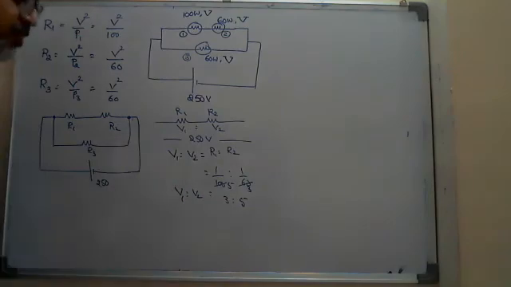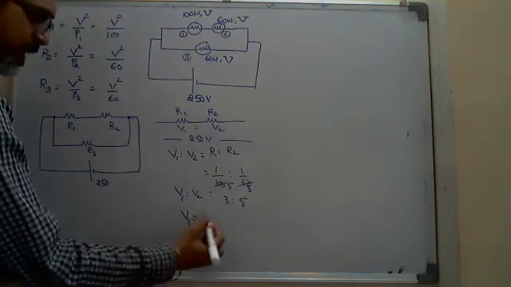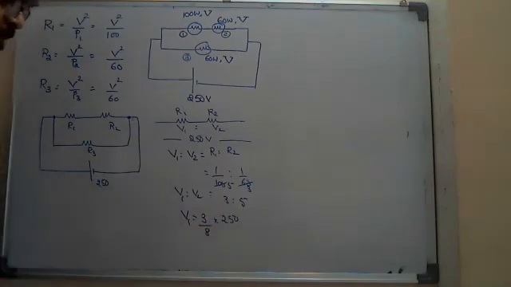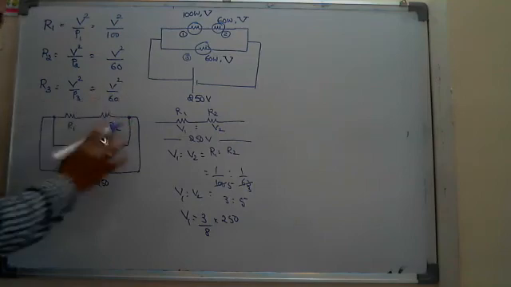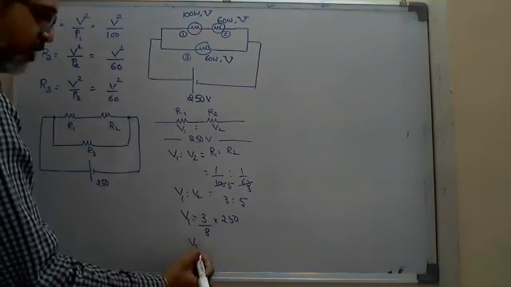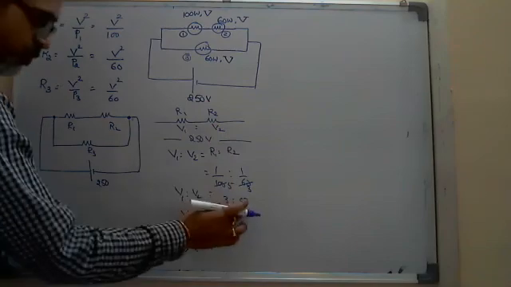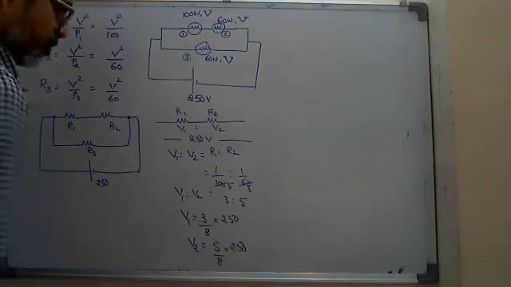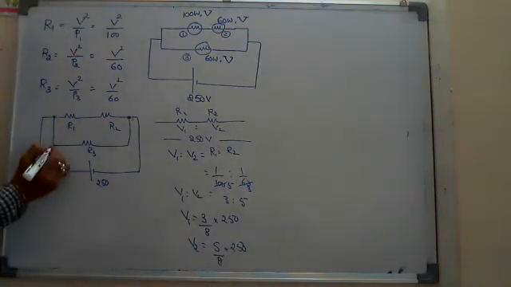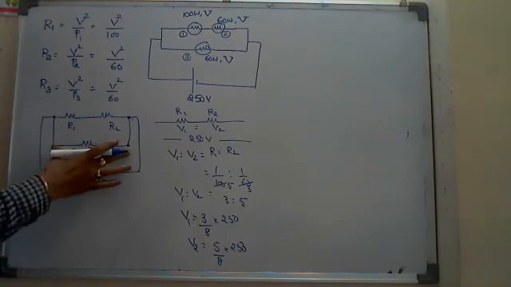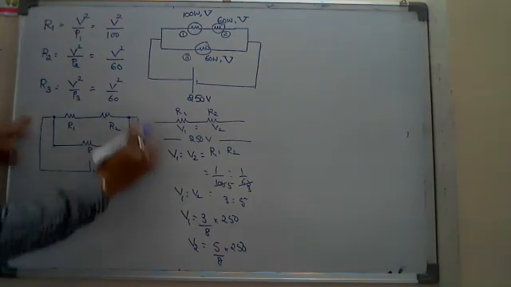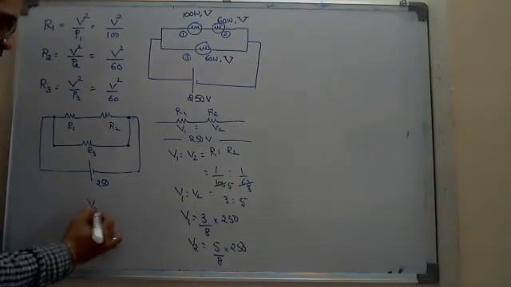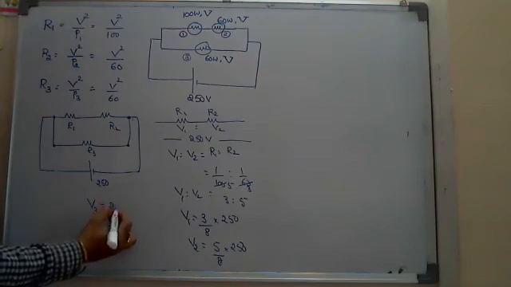By that I can find the potential V1 also, because the total is 250. So V1 is 3 parts out of a total of 8 parts, into 250. Here 250 is the total voltage across these two ends. In the same way, V2 is 5 parts out of a total of 8 parts, into 250. The voltage across the third one needs no working, because there is only one resistor, across which 250 volts is maintained. So straight away I can say V3, across the third resistor, is 250 volts.